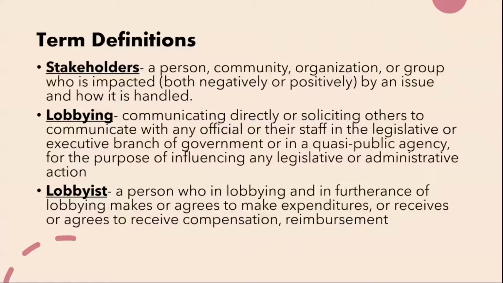Before we get into it, I just want to define some terms quickly. A stakeholder is a person, community organization, or group who is impacted both negatively and positively by an issue and how it is handled. The terms lobbying and lobbyists can have broad definitions depending on the context. For our purposes, we're going to be using the state of Connecticut's definition. I did put it on the slide, but it's a little wordy. To put it simply, lobbying is an attempt to influence government action through either written or oral communication, and a lobbyist is essentially someone who lobbies on behalf of another for compensation.